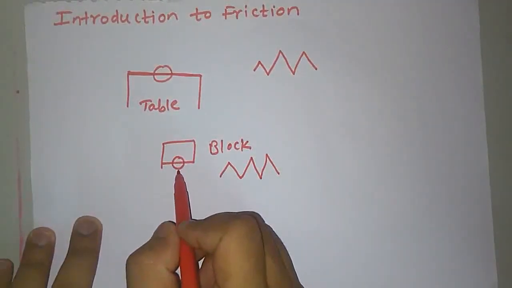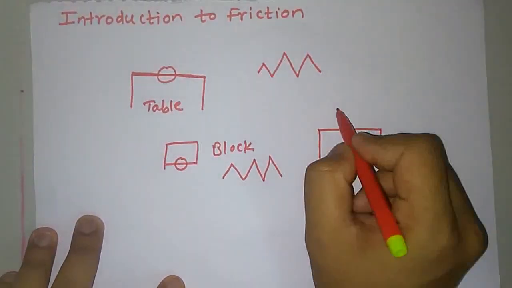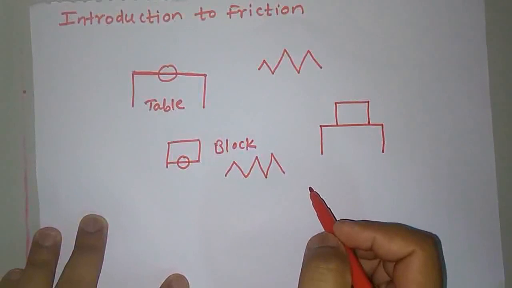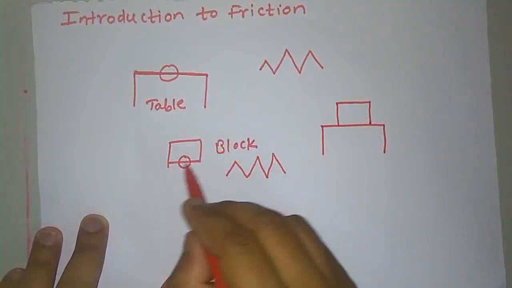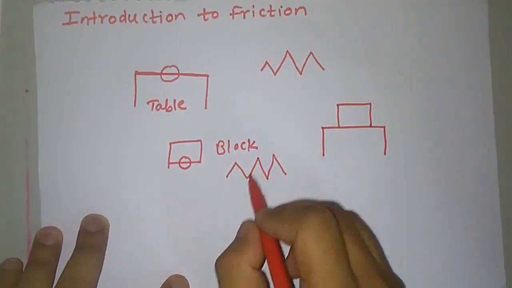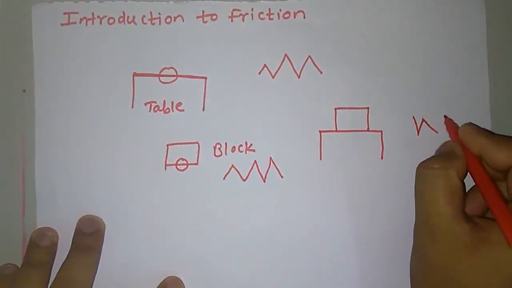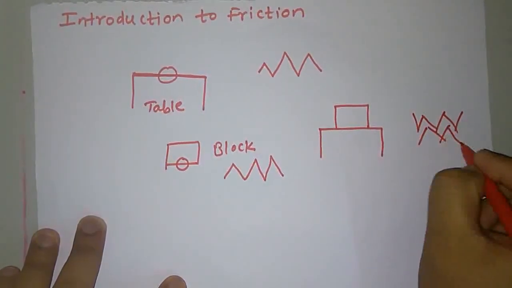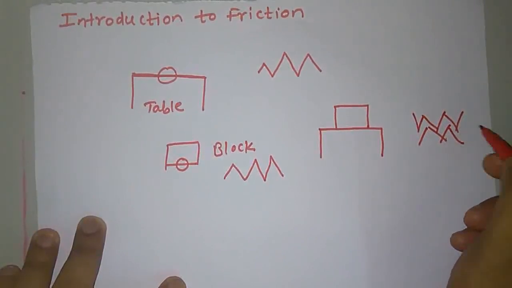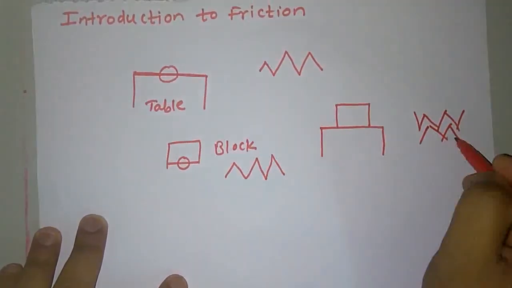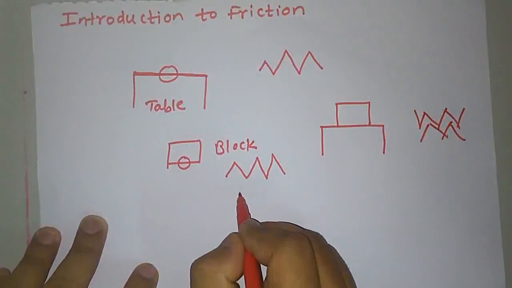Now I will place this block onto the table. As we know, if you observe under a microscope, we can find some irregularities on this surface, as we are seeing here. Due to this irregular surface, there will be interlocking between these two surfaces. The irregularities may not be like this, they can be of any shape, but as we place this block onto the table, there will be interlocking between these two surfaces.